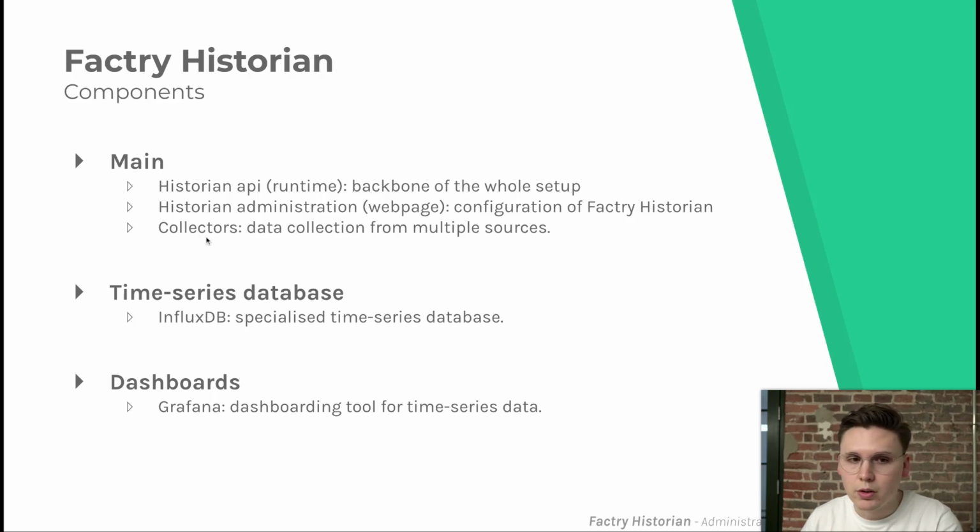Furthermore, we have the collectors, which is a component that fetches the data from the production equipment, and it can collect data from different sources and sends it towards the Historian API. You can have different types of collectors, for example, a CSV collector, an OPC-UA collector, or an MQTT collector.